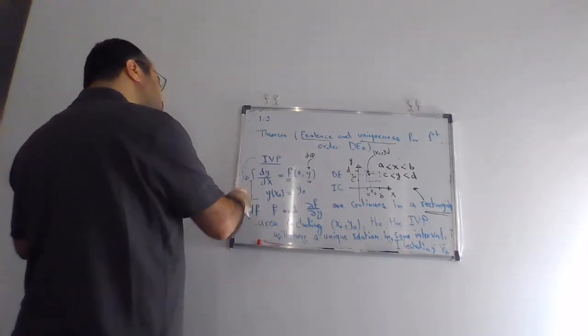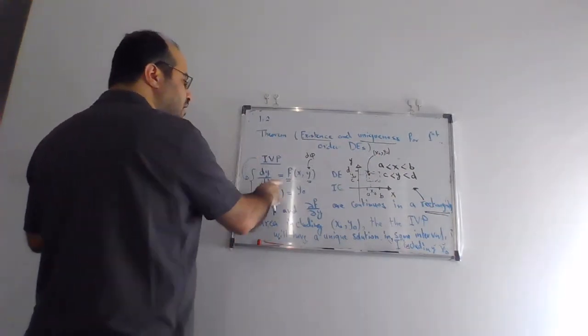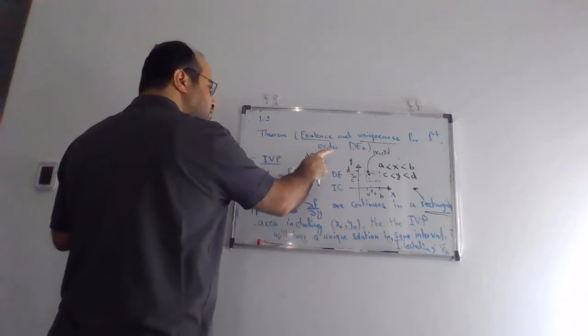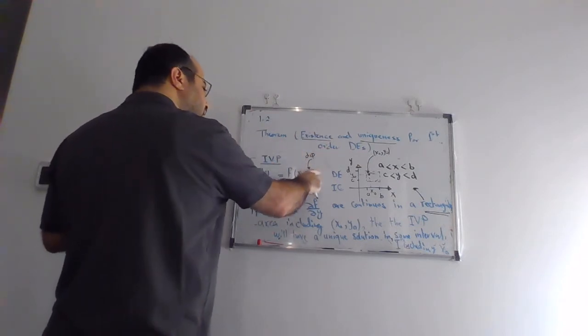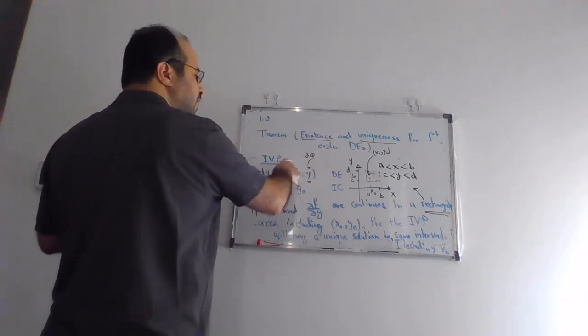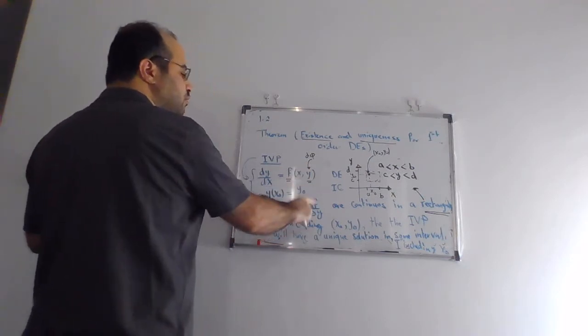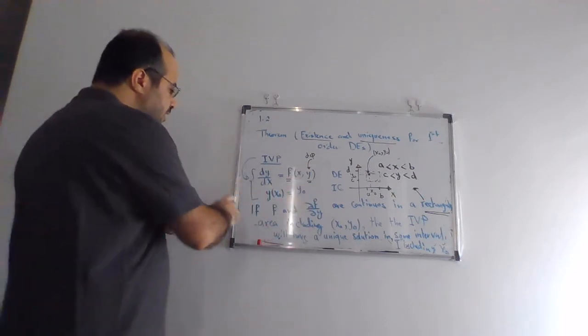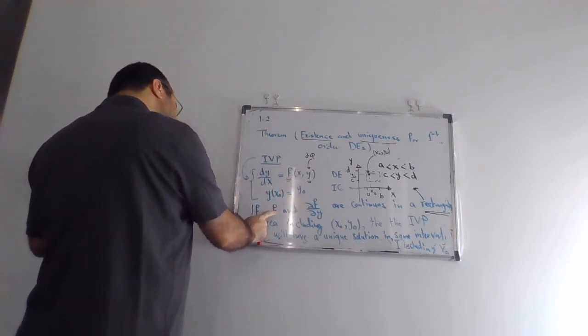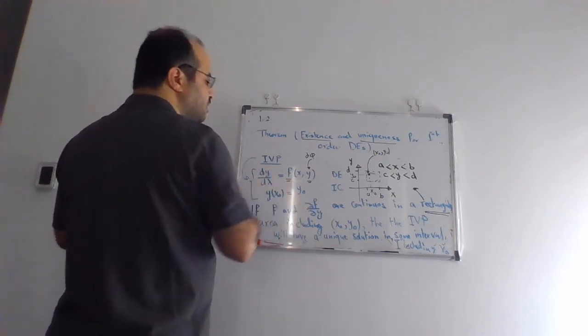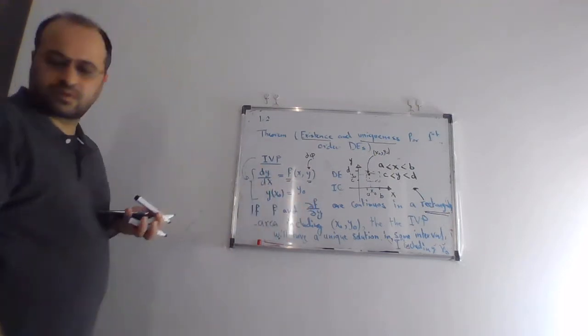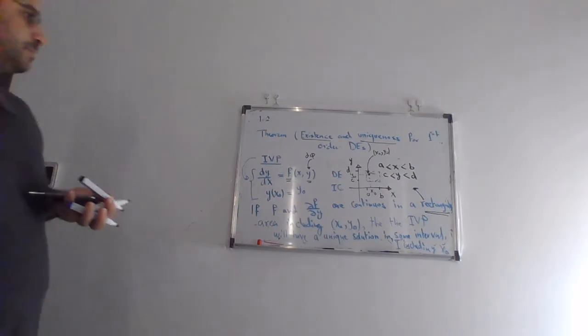So there is no problem to ask a question and ask you to find the solution when I guarantee for you that f is satisfying the two conditions. I'm calling them two conditions because there's a condition on f and a condition on the partial derivative of f with respect to y.